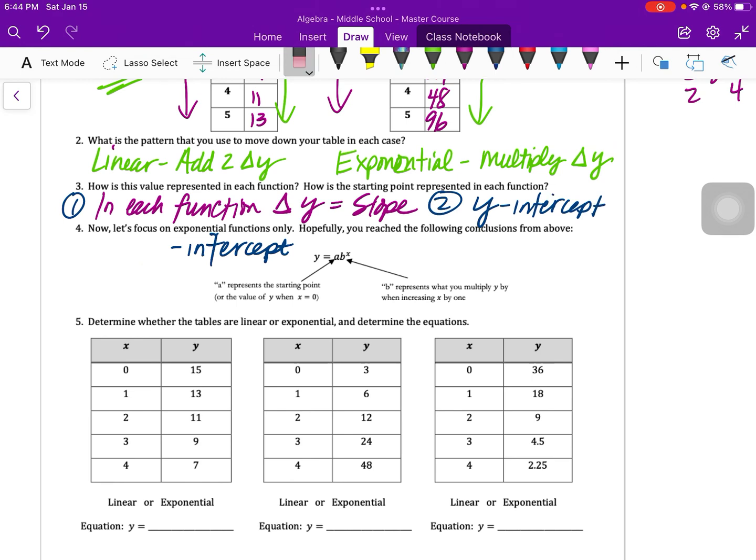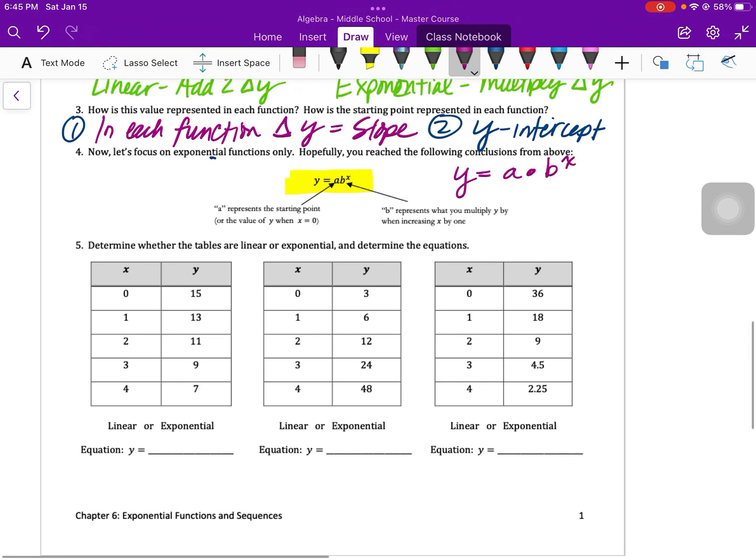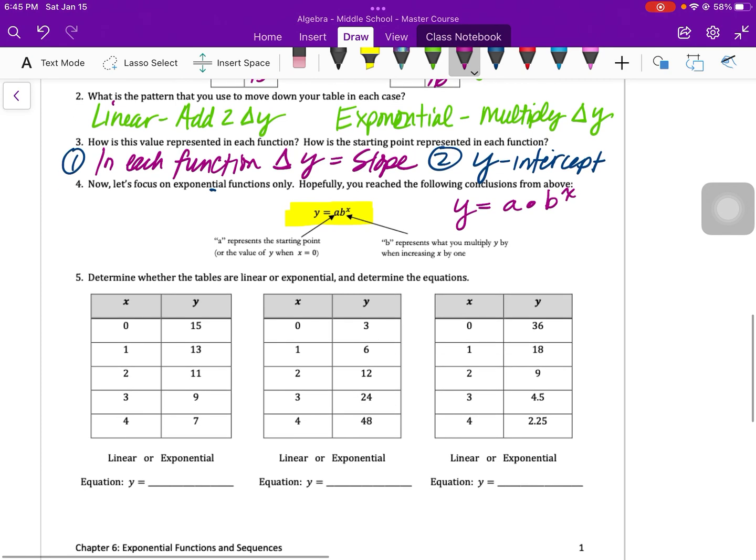Okay. Coming down here, it says, let's focus on exponential functions only. Hopefully you've reached the following conclusion from the table above. So now we're finally seeing the formula that we use to represent an exponential function. We read that as y equals a times b to the x. Sometimes you'll actually see that with a multiplication symbol in there just to remind you that you have to evaluate the exponent first before you multiply.